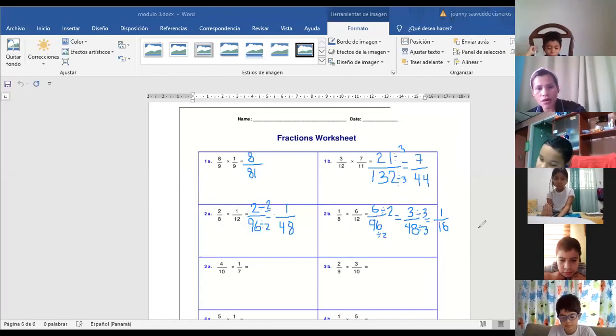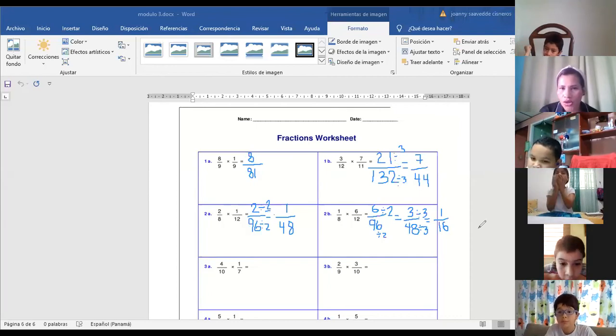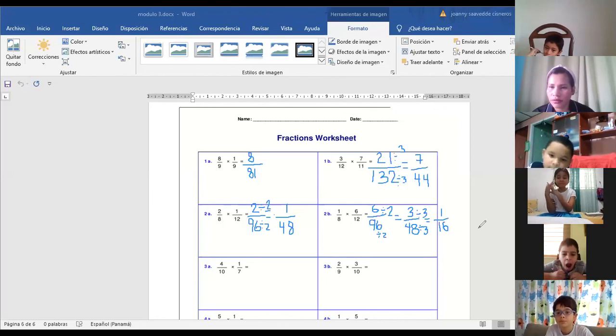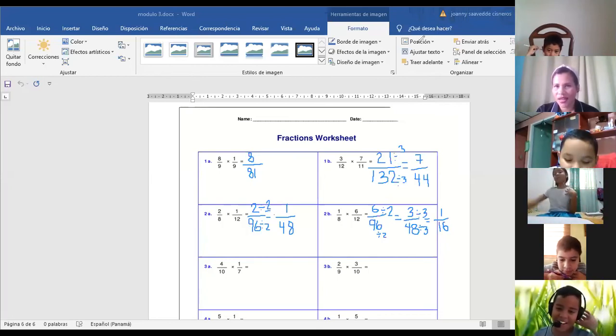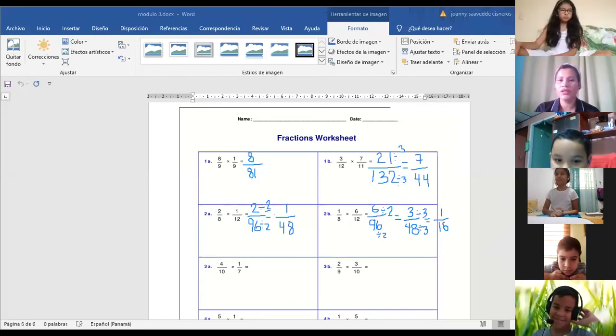Then we answer 1A, 1B, 2A, 2B. Do you think you can finish the practice number 1 alone in your house? Yes or no? Yes. I don't know, teacher. Teacher, I think I can make it with help from my brother. Well, what we are going to do is finish practice 1, and practice 2 and practice 3 are going to be for us.